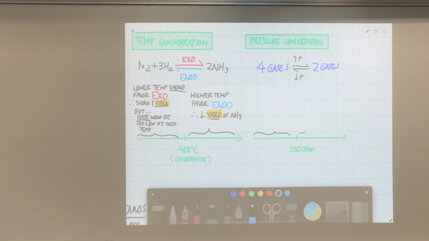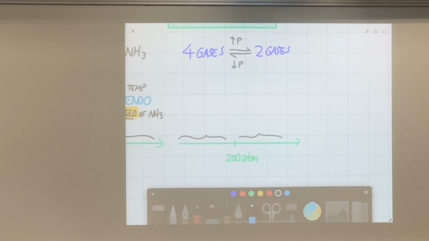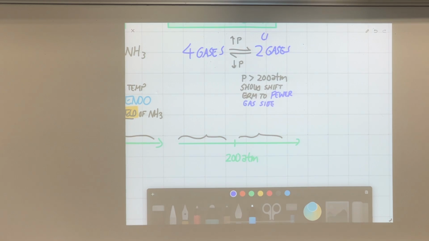So therefore you can put down, higher pressure than 200 atm should shift the equilibrium to the fewer gas side, which is this side. And therefore, it should boost the yield. So the yield of ammonia should increase. But why do we not use a pressure above 200? That's because it's costly to build such a strong container that can withstand a higher pressure than 200.